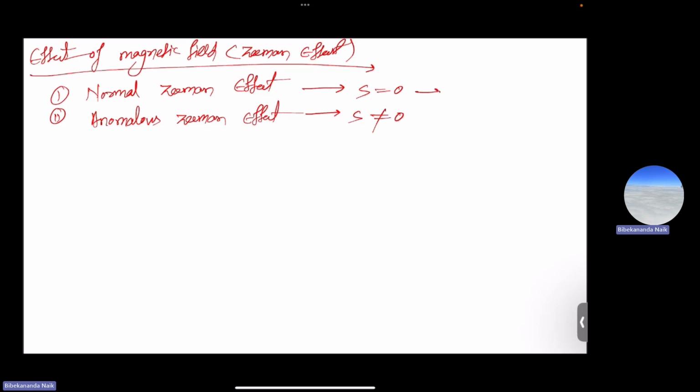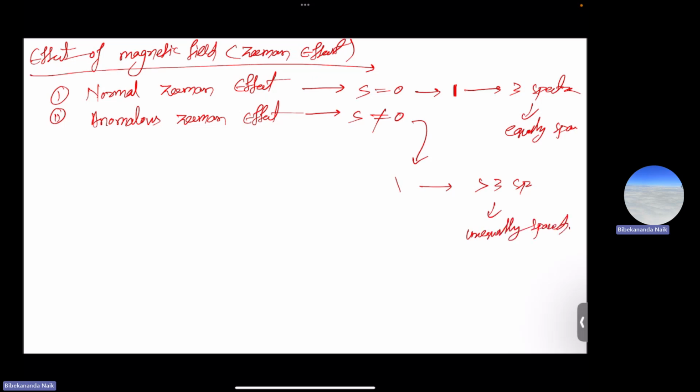So in the normal Zeeman effect, one spectral line splits into three spectral lines which are equally spaced. However, in case of the anomalous Zeeman effect, one spectral line splits into more than three spectral lines which are unequally spaced. Now, let's discuss how the splitting occurs. We know when an electron is revolving around the nucleus, there is the orbital motion of the electron. Let's start by discussing the normal Zeeman effect.